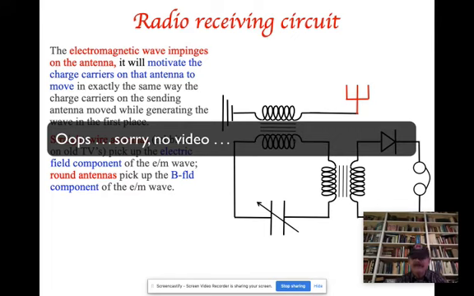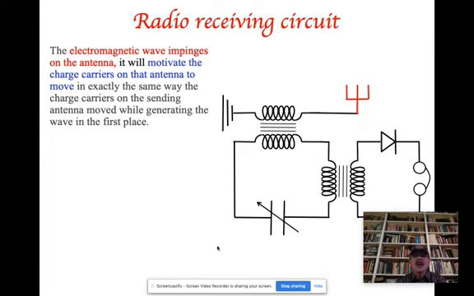Okay, we're back. So anyway, so that's the deal with our antenna. That's what our antenna is designed to do. It's designed to pick up this electromagnetic wave with all this information on it.